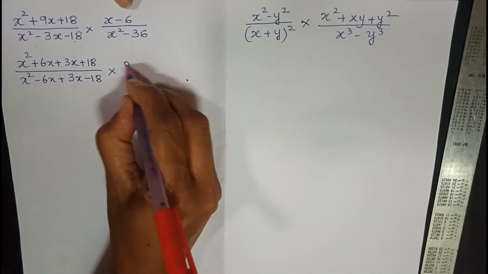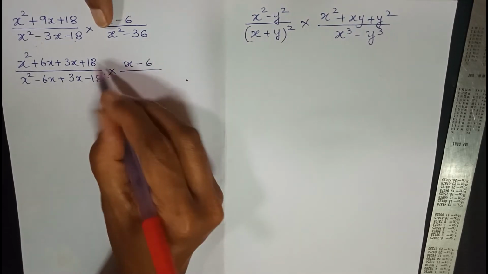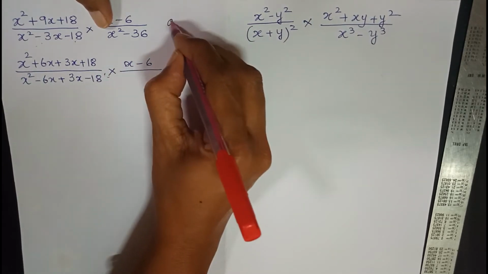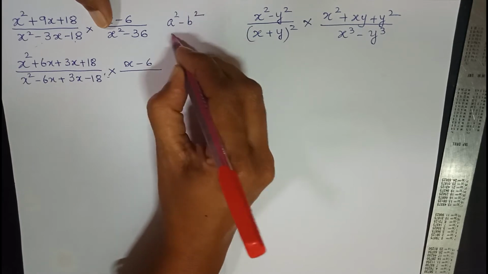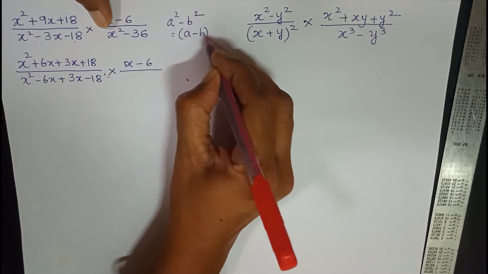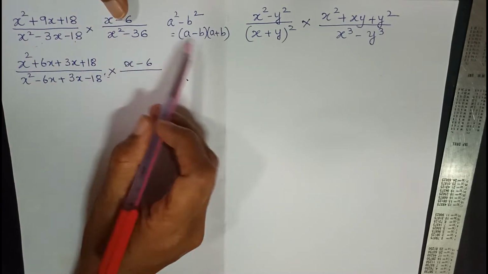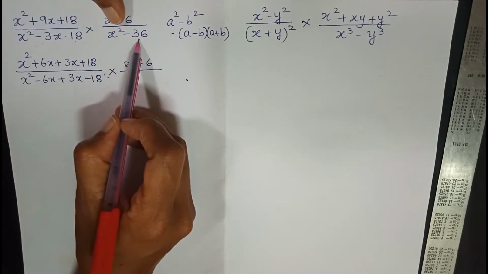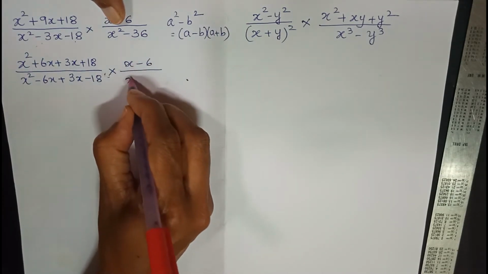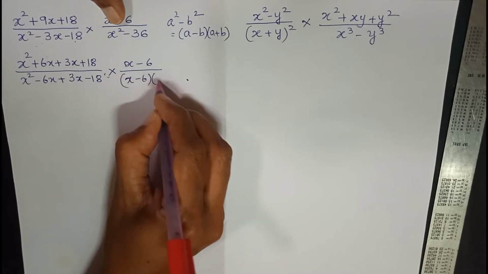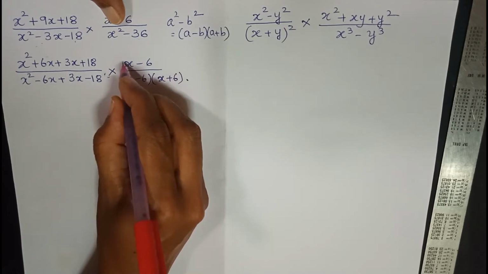Right? So x square minus 6x plus 3x minus 18. Now this x minus 6 we will write as it is. Now x square minus 36 is in the form a square minus b square. And you have learned the formula is a minus b, a plus b. So using that we will be expanding this. So 36 is nothing but 6 square. So it can be written as x minus 6 and x plus 6.